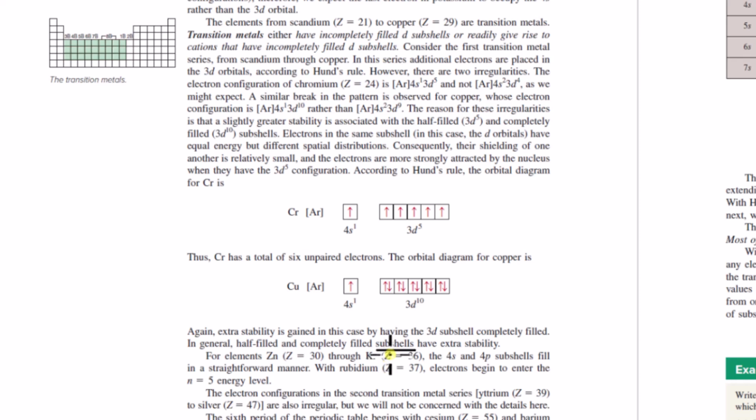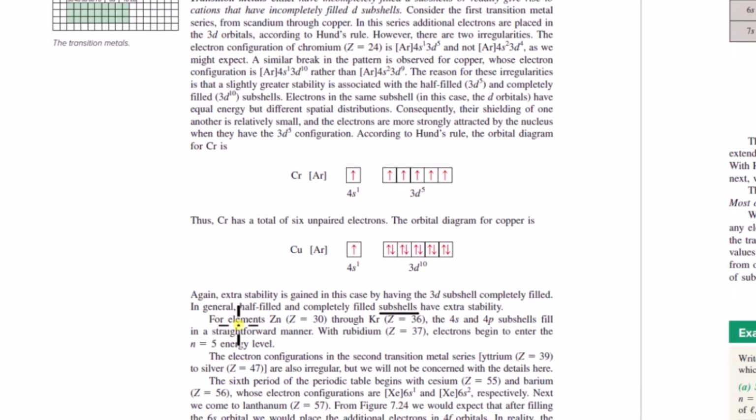It's not just one orbital. If you put the electron here and erase this electron, that's one orbital that's unpaired. Here, you've got an entire subshell that's unpaired and an entire subshell that's completely filled. And half-filled and completely filled subshells as a whole have extra stability.